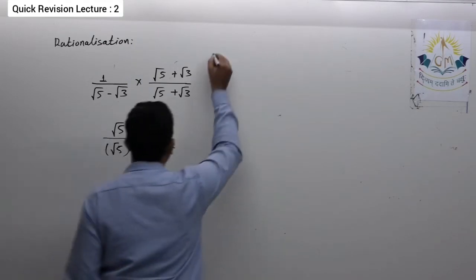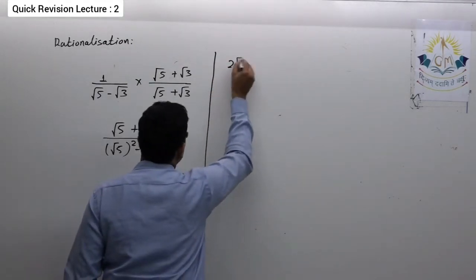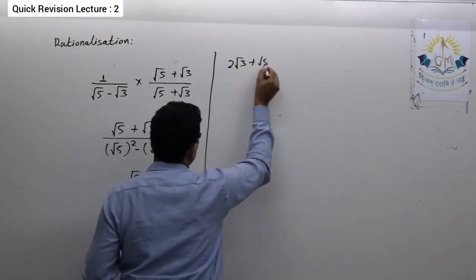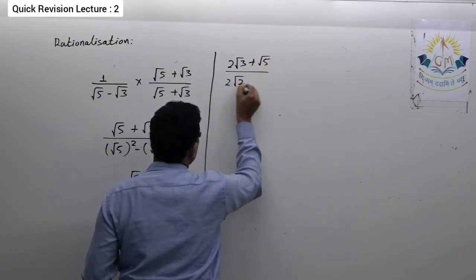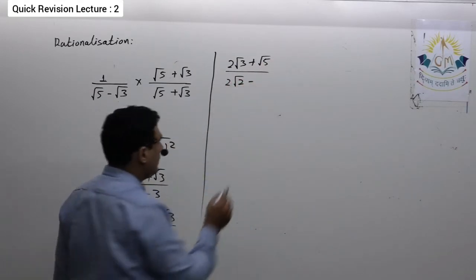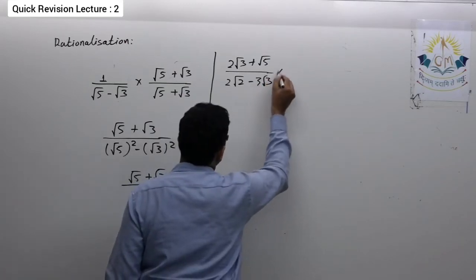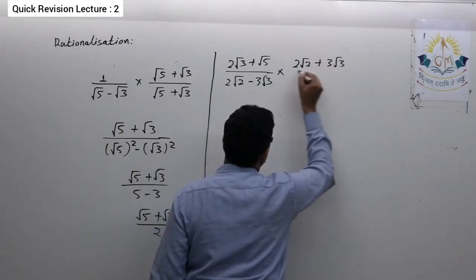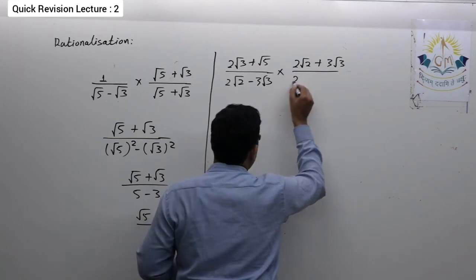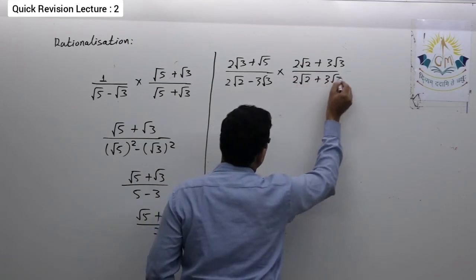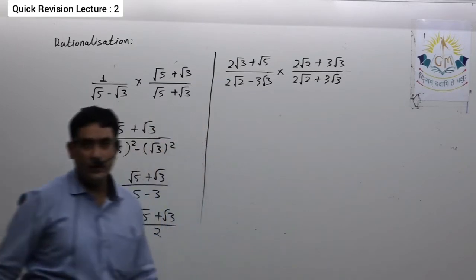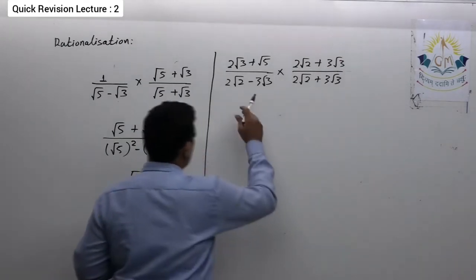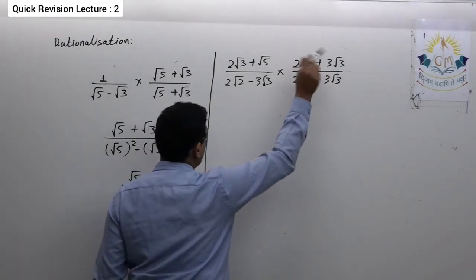Now next, suppose they say rationalize 2 root 3 plus root 5 upon 2 root 2 minus 3 root 3. So to rationalize, we'll multiply the numerator and the denominator by the conjugate of the denominator. That means just by changing the middle sign. We write the same expression with just one change: we make the middle sign inverse. If it is negative, we make it positive. If it is positive, we make it negative.